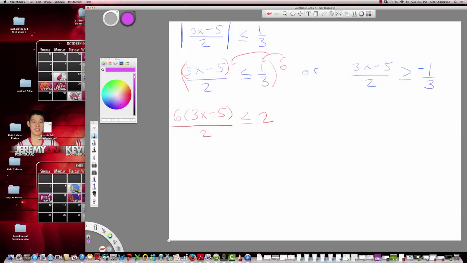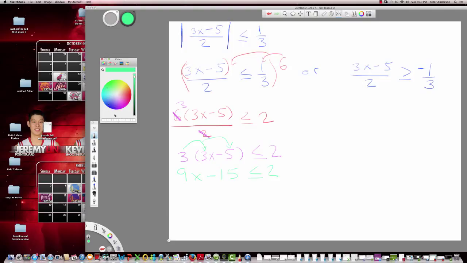Okay. All right, so again, the whole point of doing this is that you have a 6 here and a 2 here, and we want to cancel those out. So these guys will cancel out, and this will become 3. So I'm left with 3 times (3x minus 5) is less than or equal to 2. Okay. And to solve this, you're just going to distribute. So I'm going to distribute the 3 into here. This gives me 9x minus 15 less than or equal to 2.